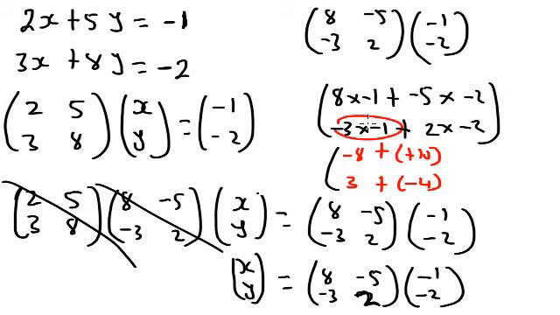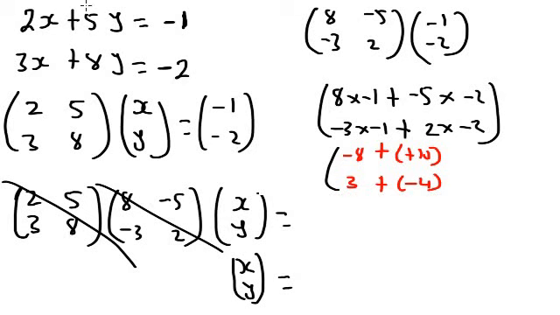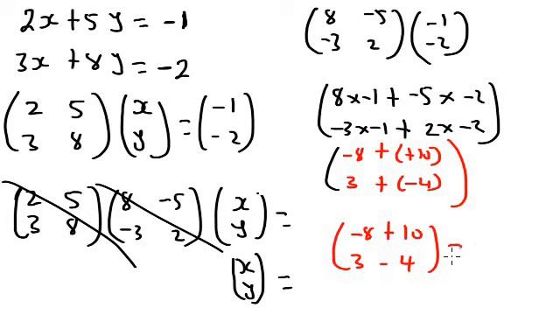So what I did was that -3 times -1 is +3, 8 times -1 is -8, -5 times -2 is +10, and this times this is -4. Perfect. So therefore, we can now have this -8 plus 10 and 3 minus 4, because positive times negative is negative, and that will be +2 and -1.